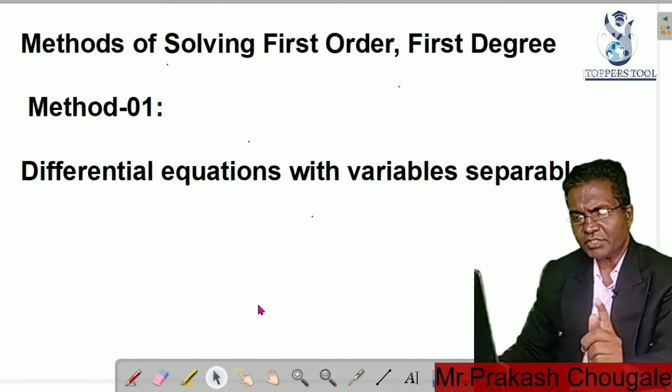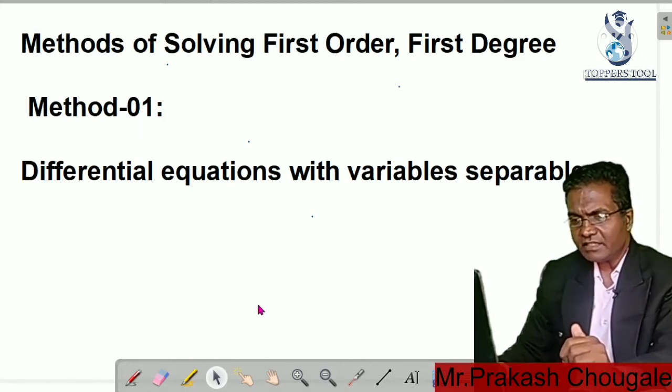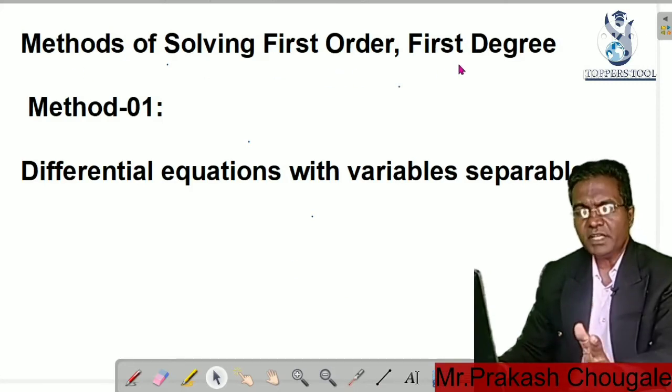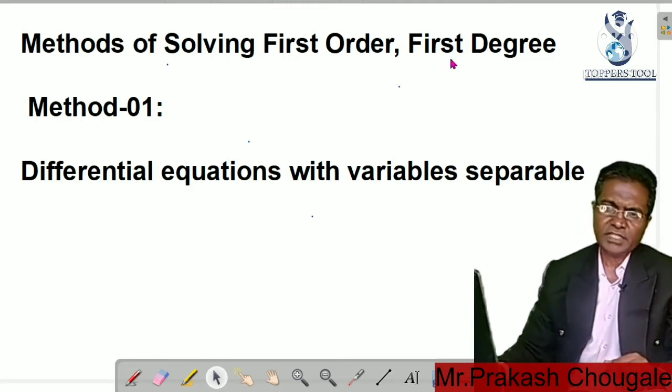Welcome to another session of differential equations. In this session, we will be studying methods of solving differential equations of first order and first degree.